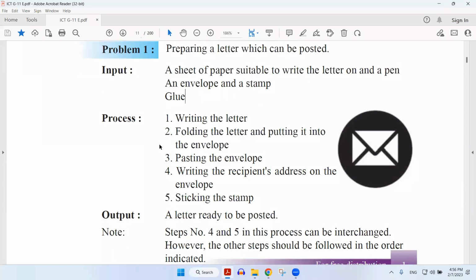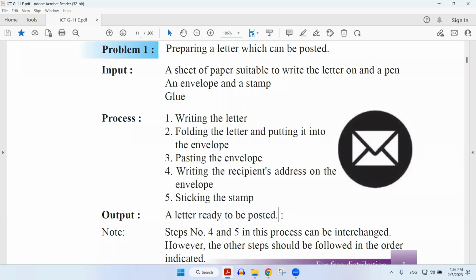And the processing is going to be, writing the letter. That is the very first process that we are going to do. And fold the letter and put it into the envelope and paste the envelope. Then write the recipient's address on the envelope and stick the stamp. So we will be getting the output which can be posted, right?